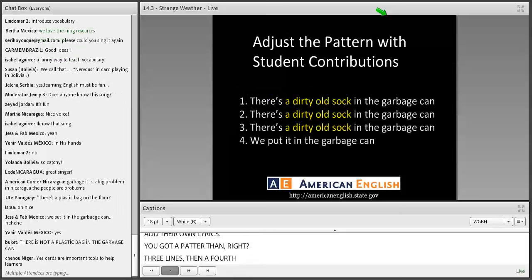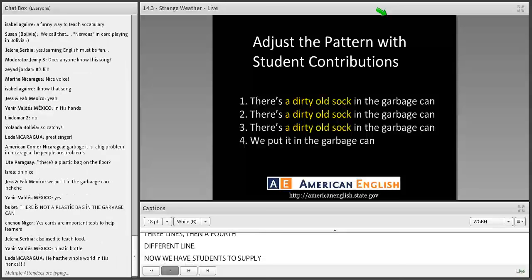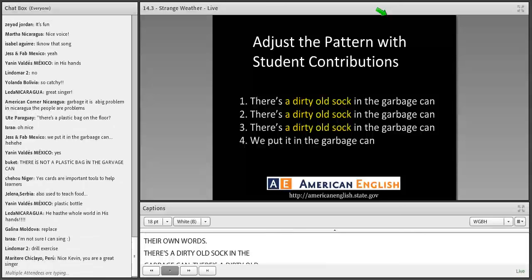There's a dirty old sock in the garbage can. There's a dirty old sock in the garbage can. There's a dirty old sock in the garbage can. We put it in the garbage can.